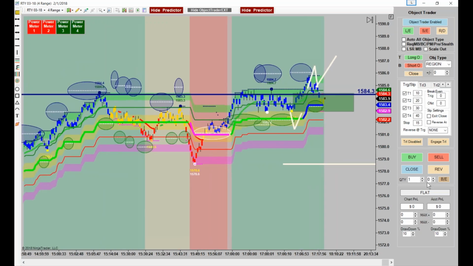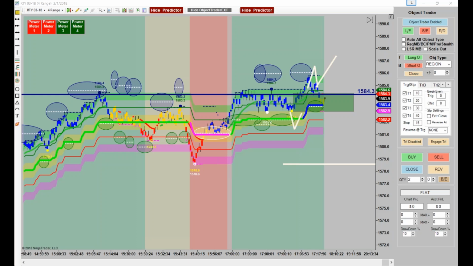Okay, so let's see if we can get something. We'll just do a couple. We'll put it in like 8 times mode or something like that, so it'll at least fire something. So once it breaks support, you would go short.